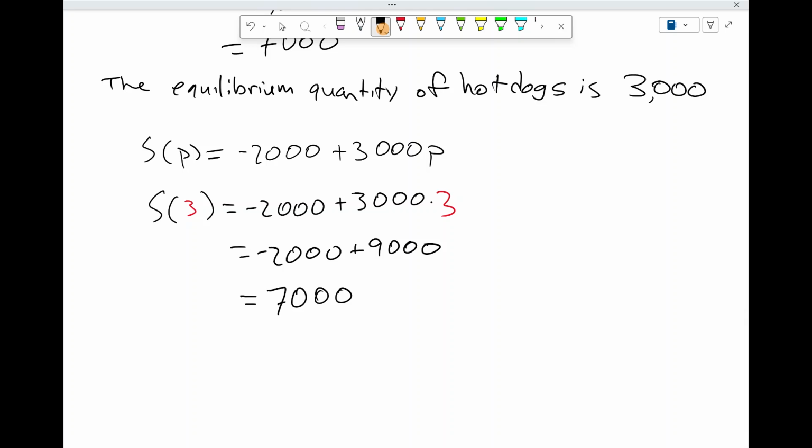So if we set the price of a hot dog at $3, the people selling the hot dogs find it worth their time to make 3,000 hot dogs. The people buying it, or I'm sorry, to make 7,000 hot dogs, and the people buying the hot dogs want 7,000 hot dogs at that price.